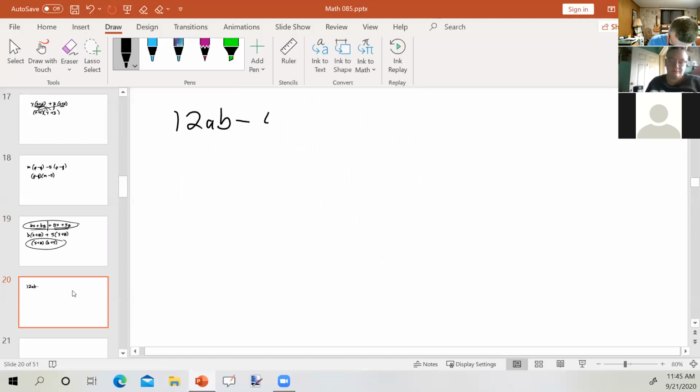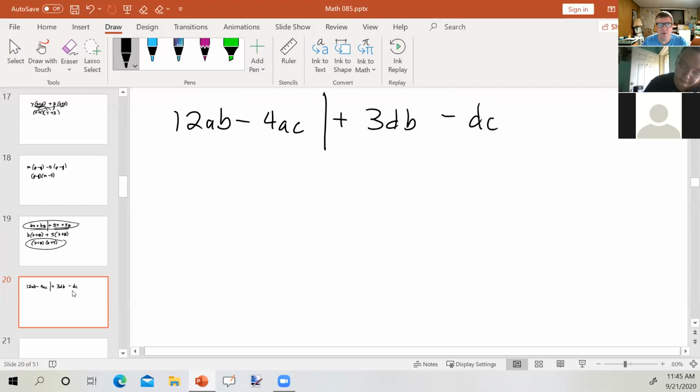12ab minus 4ac plus 3db minus dc. So once again, we have 4 terms. And if you look across all 4 terms, there's nothing common to all of them except a 1. So we'll split it into 2 groups of 2.